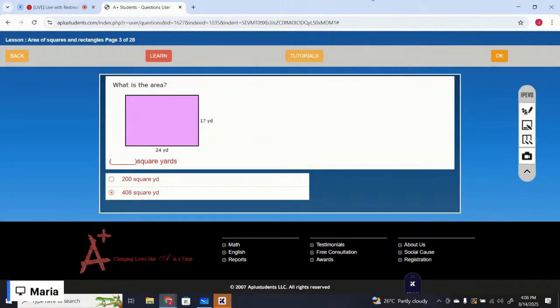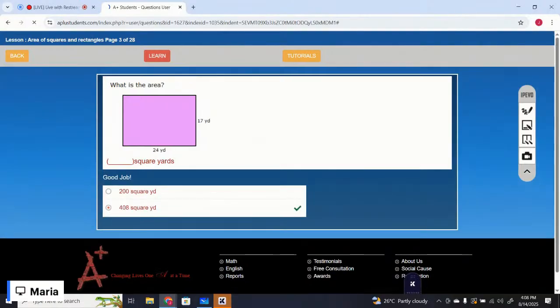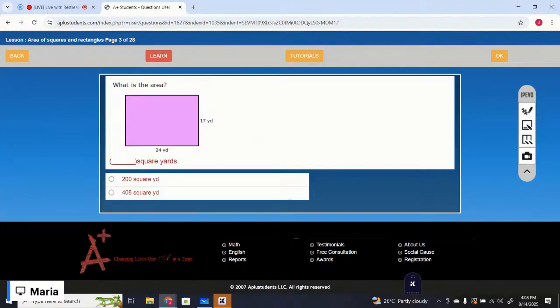What is the area? That is 408 square yards.